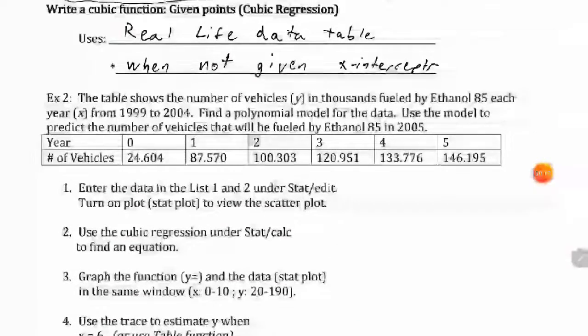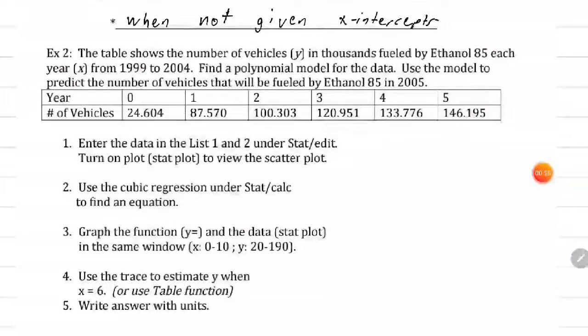Example 2. The table shows the number of vehicles y in the thousands fueled by ethanol 85 each year from 1999 to 2004. So find a polynomial model for the data. Use the model to predict the number of vehicles that will be fueled by ethanol 85 in 2005. So year 0 would be 1999, year 5 would be 2004, so year 2005 would be 6. So we're going to use a graphing calculator. And here's all our little steps here. You have to enter the data in list 1 and list 2 under stat edit. So I will show you all these things here in just a second.